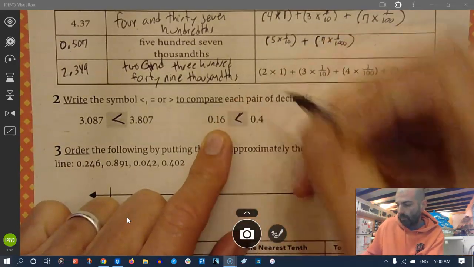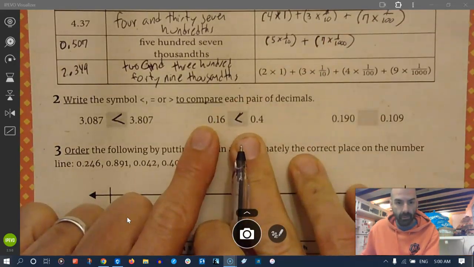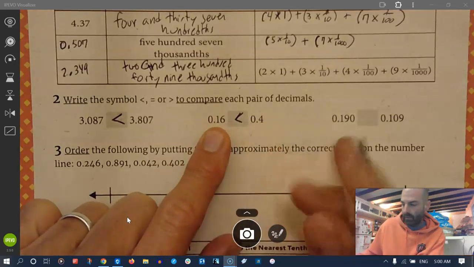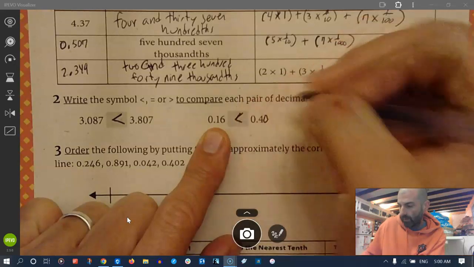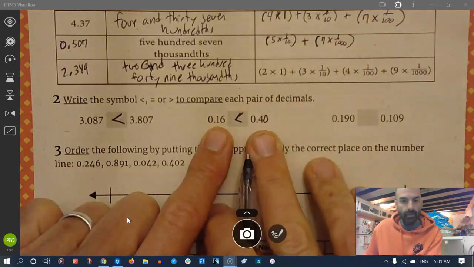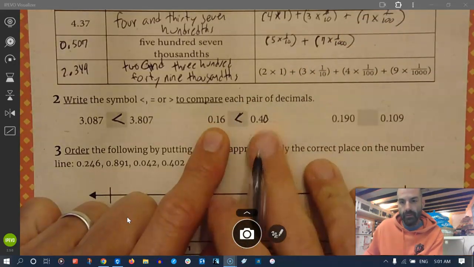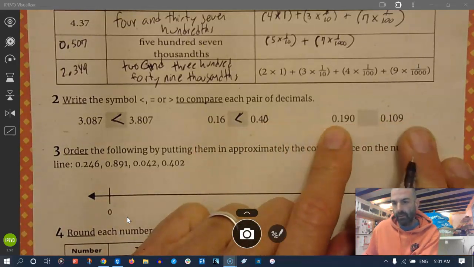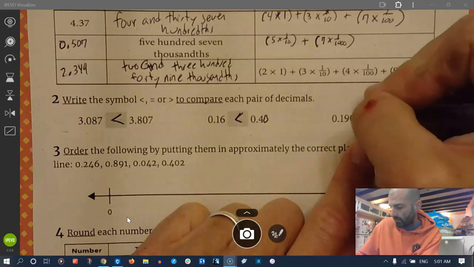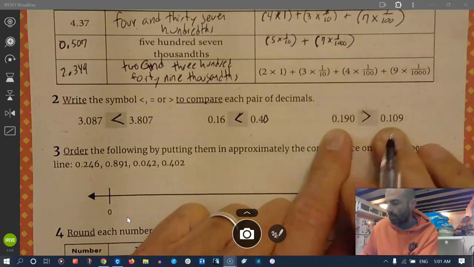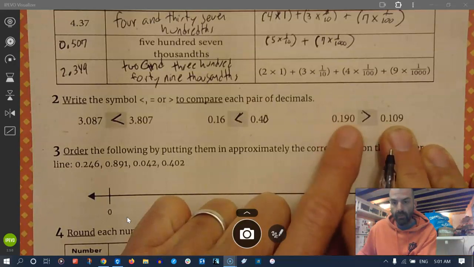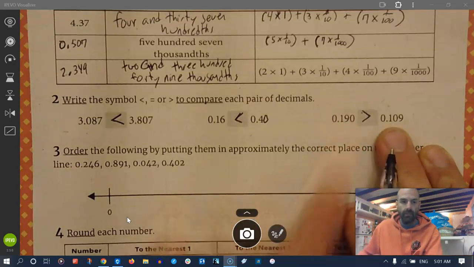And if we wanted to just go by place value as well, we have zeros in the ones. We go to the tenths. This has 4 in the tenths. This only has 1. So I could even add the 0 here, or write the 0, show the 0, I should say, to show that this is more. And here we have 190 thousandths and 109 thousandths. So 190 is going to be more. If we look at place value here, we have 1 in the tenths, and then this one has 9 in the hundredths, and this only has 0.